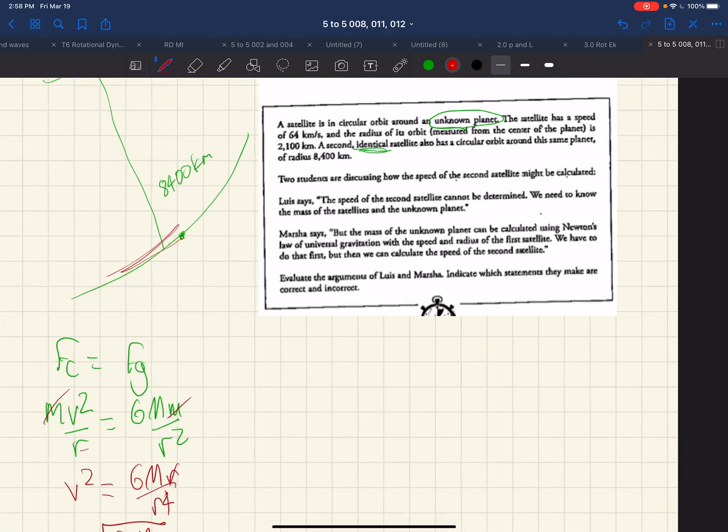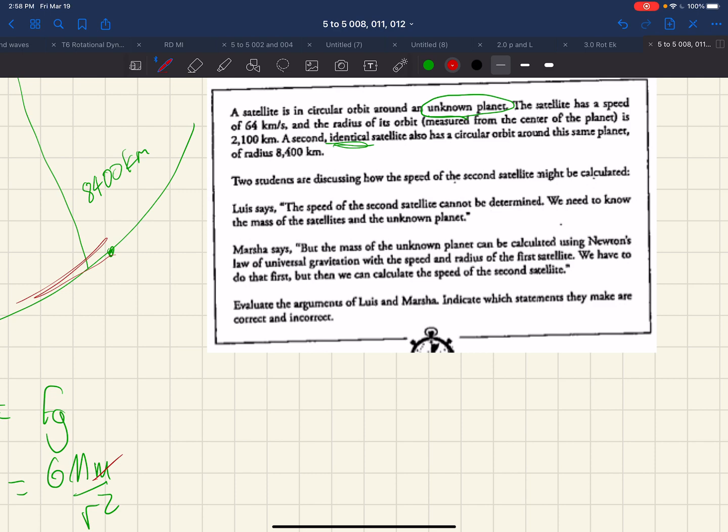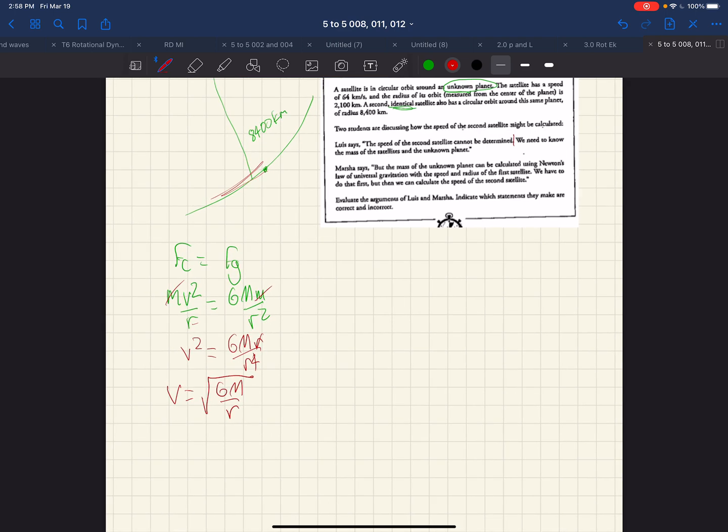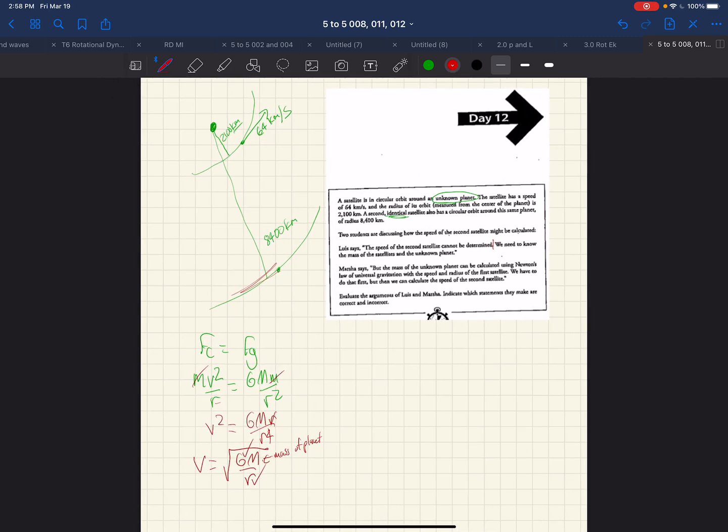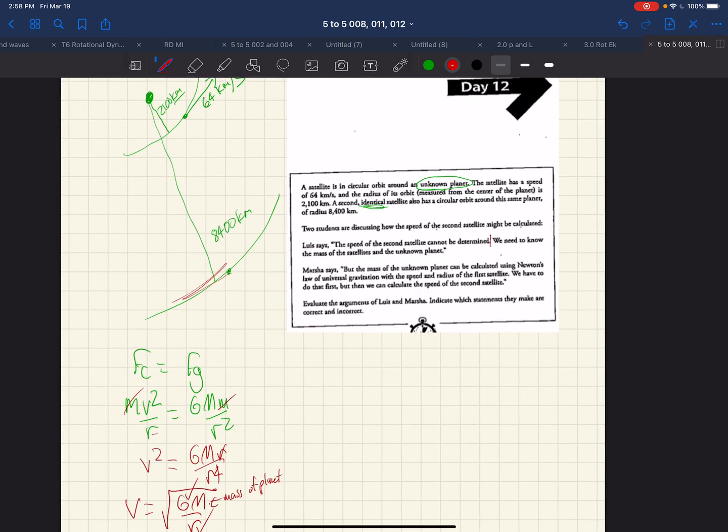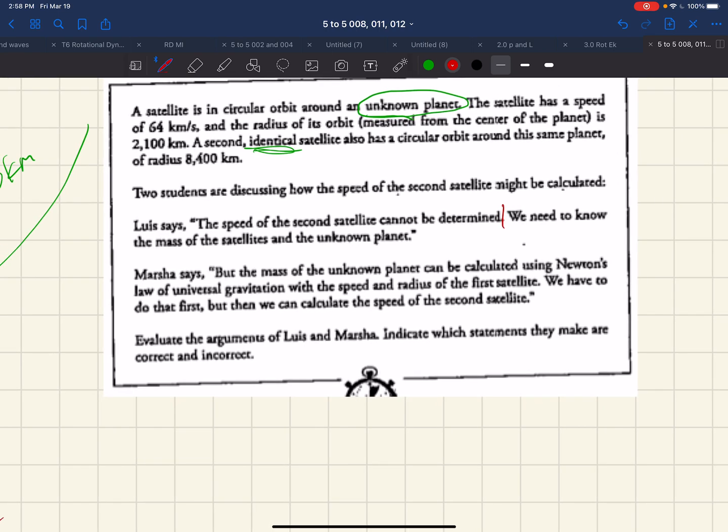All right, so Lewis says the speed of the second satellite cannot be determined. Well, is that true or is that false? Let's see, this M refers to the mass of the planet. The G refers to the universal gravitational constant, so we've got that. And r, we're given, is 8,400. The mass of the planet is not known. So it appears that Lewis is correct. So we would say this is true.